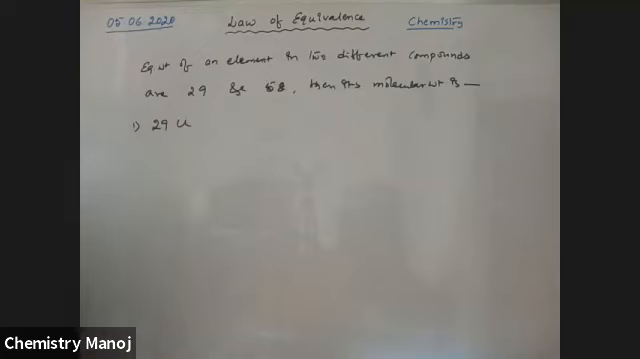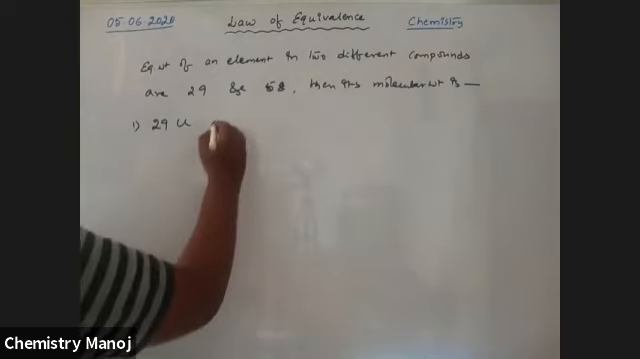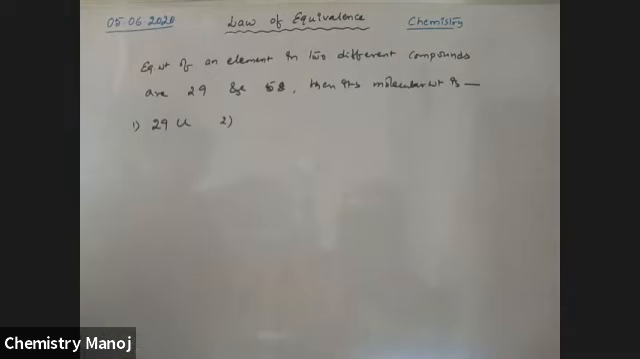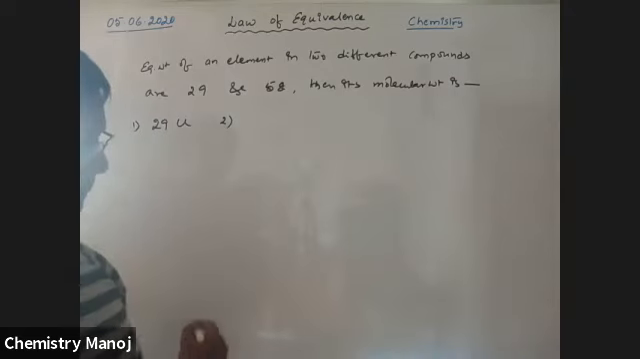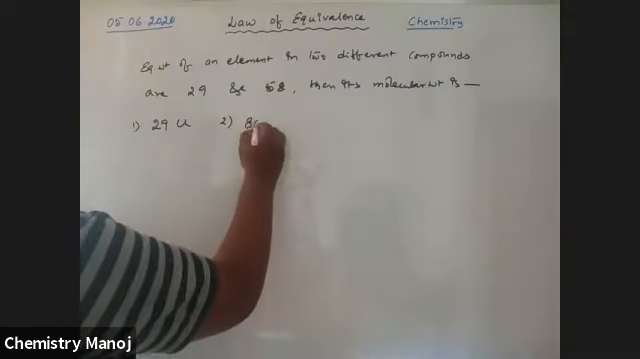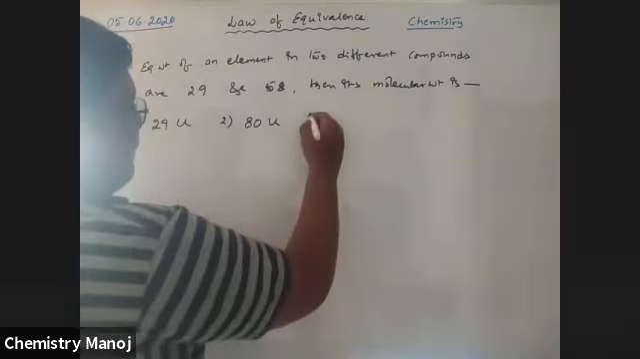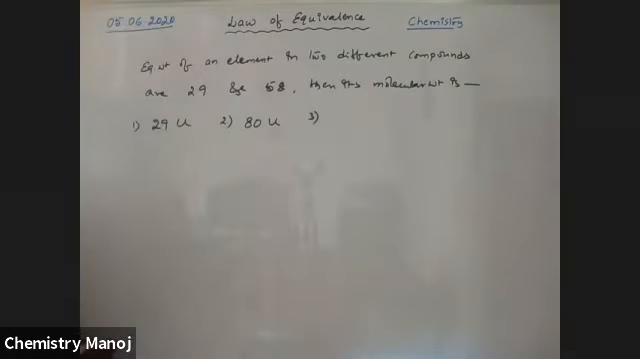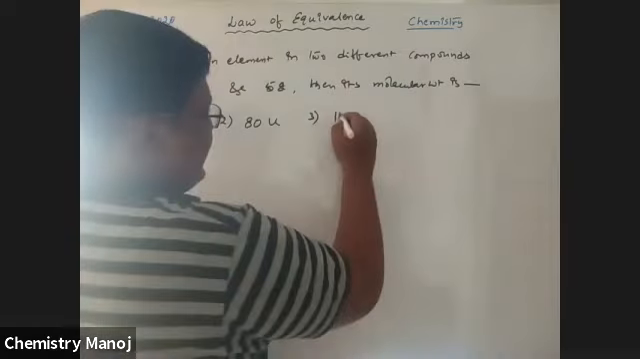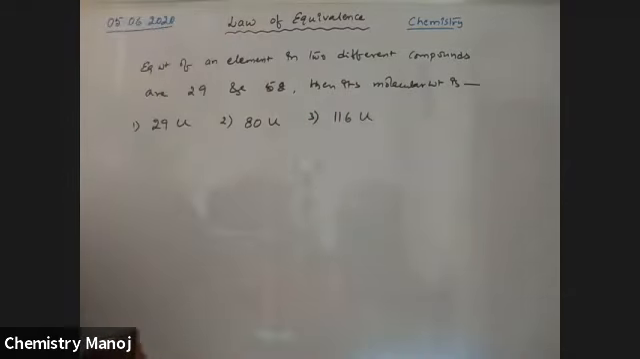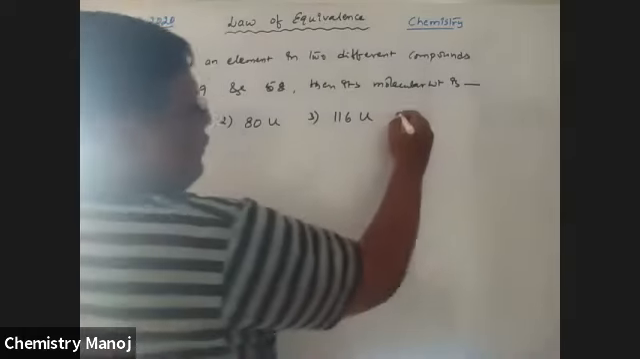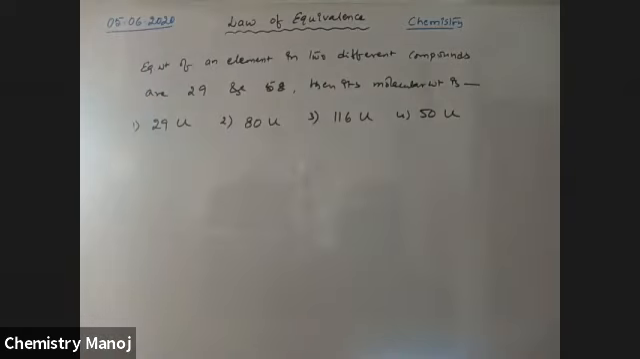29 U, 80 U. U means units only. Third one, 116 U. Fourth one, 50 U. U means units only, unified mass.